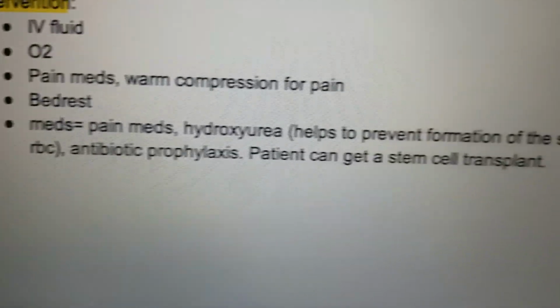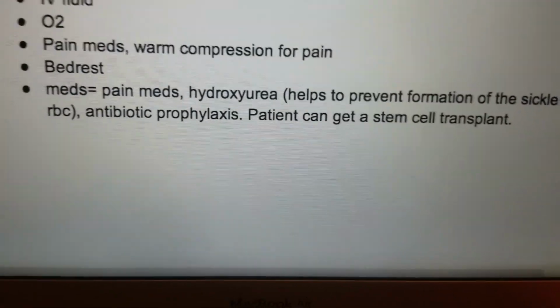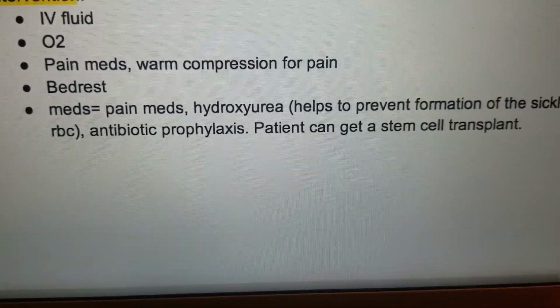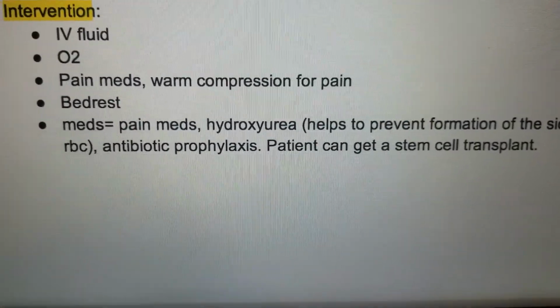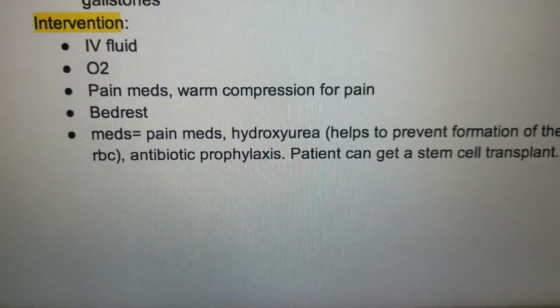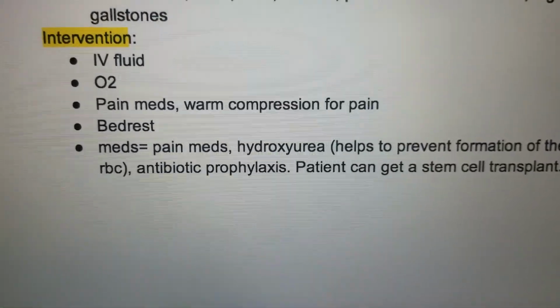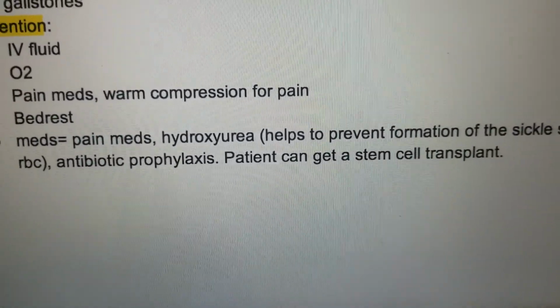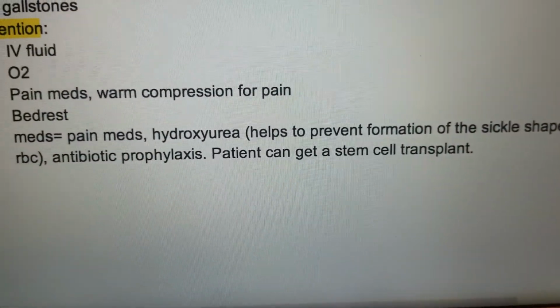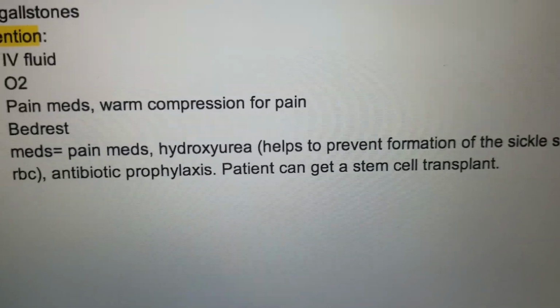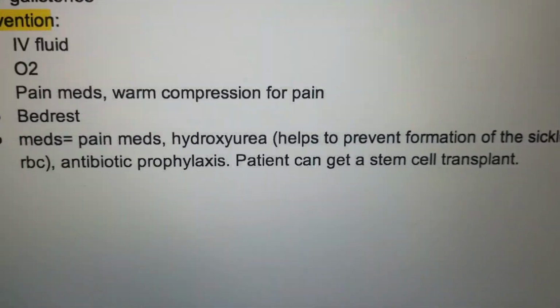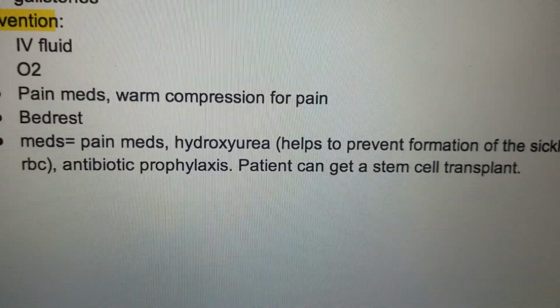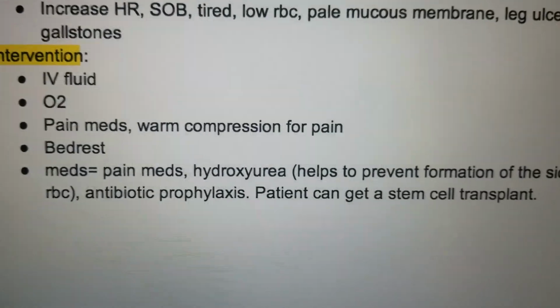We'll also be putting you on an IV antibiotic prophylaxis, and we'll be giving you that not because you have an infection, but because we want to prevent any infections from happening. And some patients do get a stem cell transplant, which basically means that you will be replacing all those bad, sickle cell shaped red blood cells, and bring in healthy new red blood cells into your body.